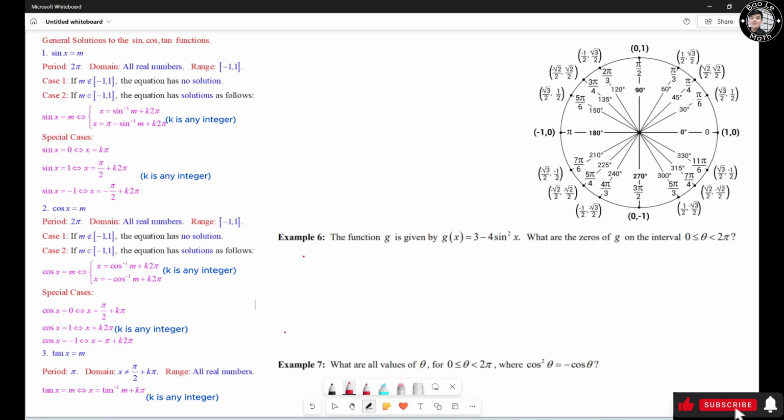Now let's take a look at example number 6. The function g is given by g of s equals 3 minus 4 sine square of s. What are the zeros of g on the interval 0 to 2 pi? Now, keep in mind, when you write sine square of s, you need to write it like this, sine s all together squared. This is different from sine of s square, so don't write it the wrong way. Keep that in mind.